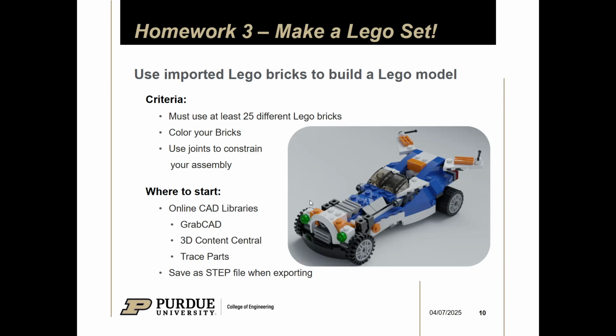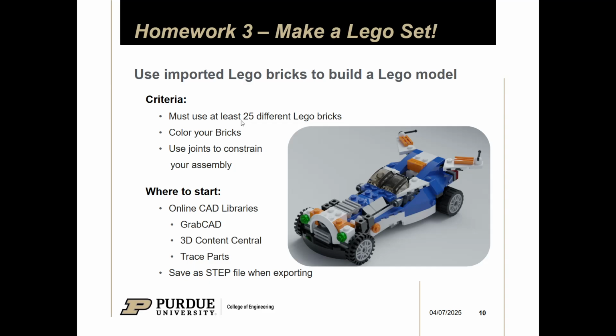I'll just go over the homework real quick because it's very similar to what we're doing right now. Basically, the objective for your homework assignment is to create your own Lego set. So, we made this Lego car in class, but I'm giving you the freedom to make your own design. The requirement is that you need at least 25 bricks.